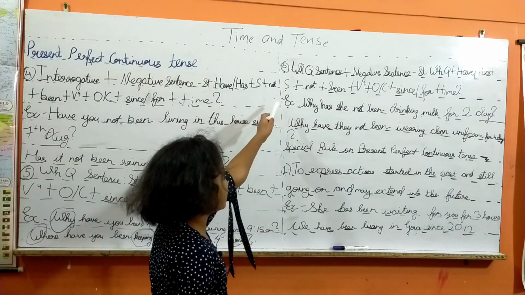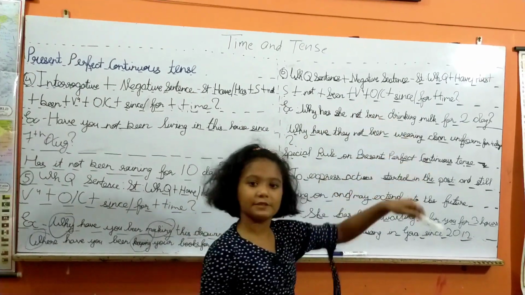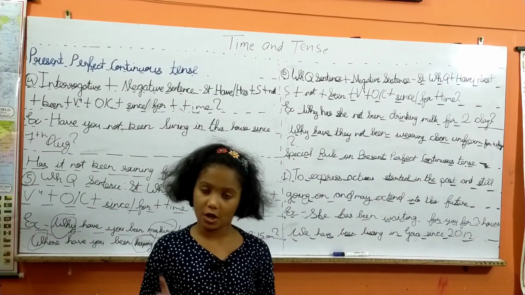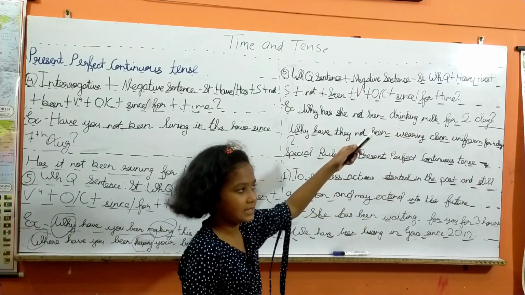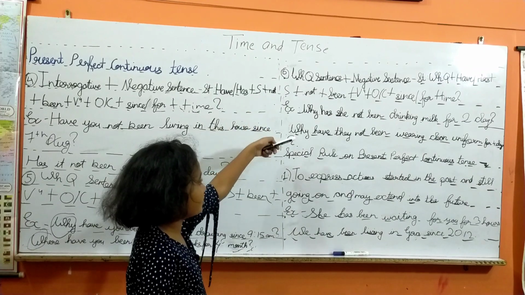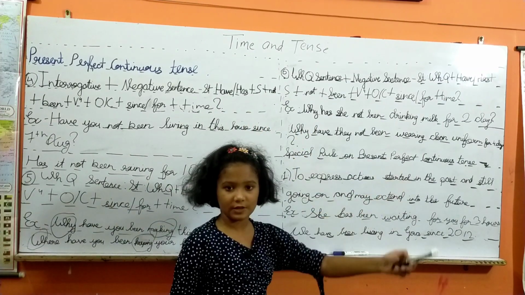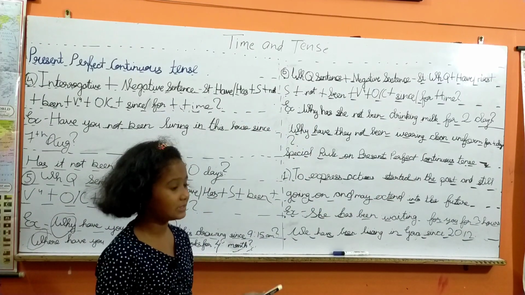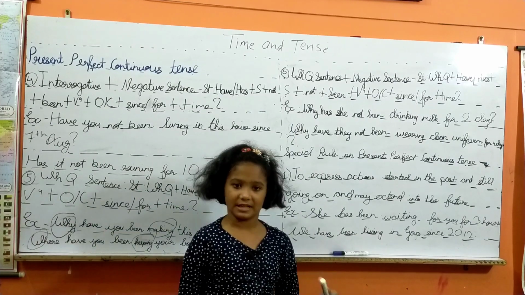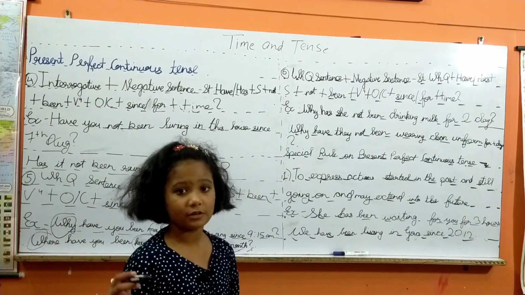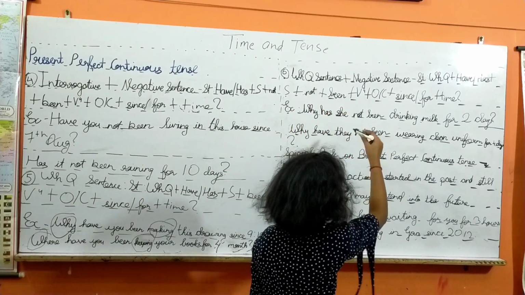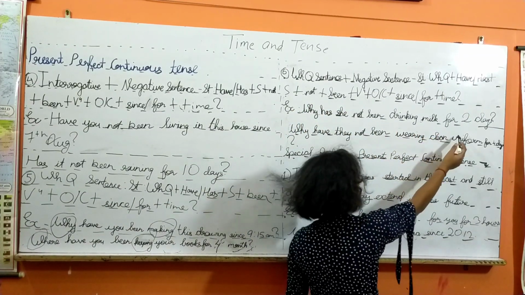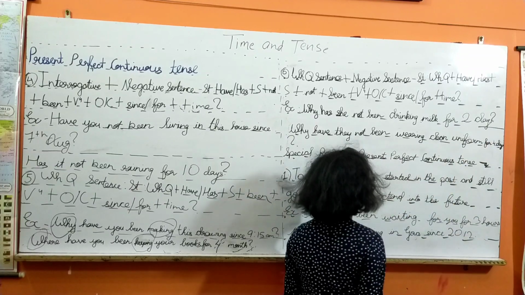Then sixth, WH question plus negative sentence, means WH question plus not. We can say, and the structure is WH question plus have/has plus subject plus not plus been plus V4 plus object, oblique, complement plus for/since plus time. And in last we will put the question mark. Then example is, why has he not been drinking milk for 2 days?